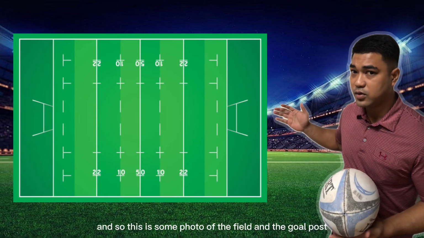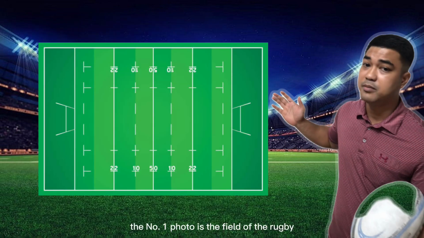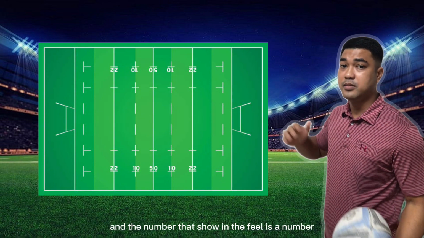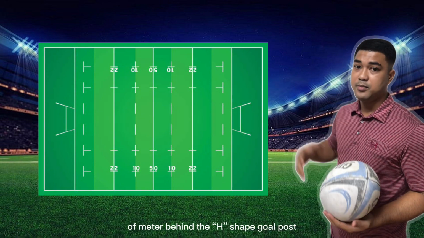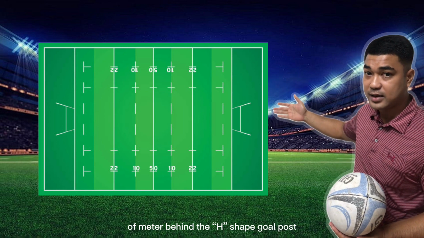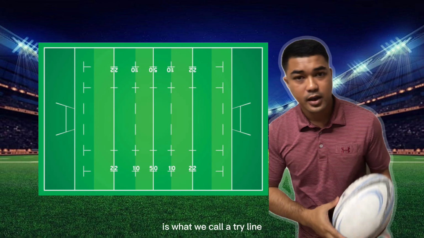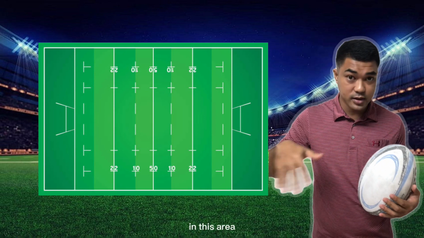So this is some photo of the field and the goalpost. As you can see, the number 1 photo is the field of the rugby, and that number that show in the field is a number of meter. Behind the H-shaped goalpost at the end of both sides of the field is what we call a try line. Player must touch the ball on the ground to get a score in this area.